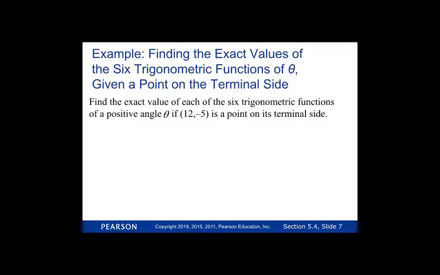So here it says, find the exact value of each of the 6 trig functions of a positive angle theta if 12 and down 5 is a point on the terminal side.